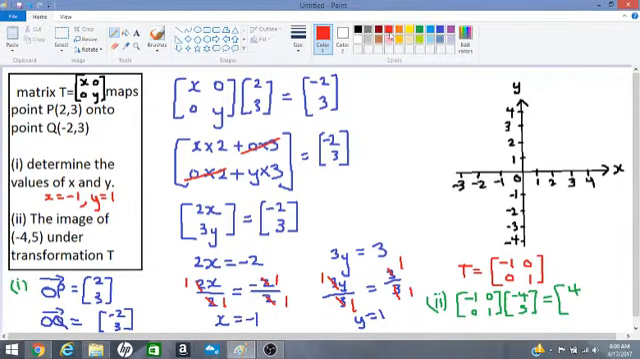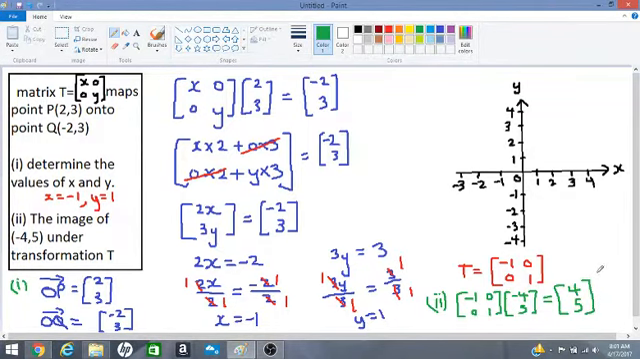Remember, negative 1 times negative 4 is positive 4. 0 times 5 is 0. Now we're multiplying the bottom row by the column. So we have 0 times negative 4, which is 0, and 1 times 5 is 5. So we will have positive 5 underneath here.